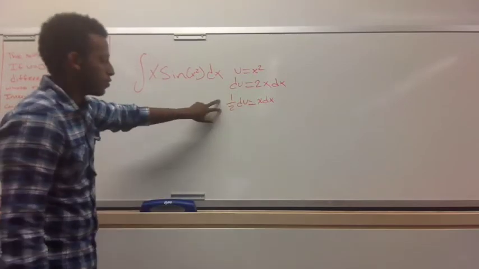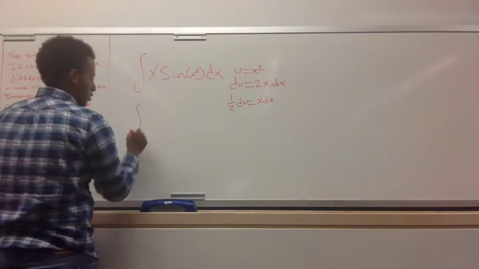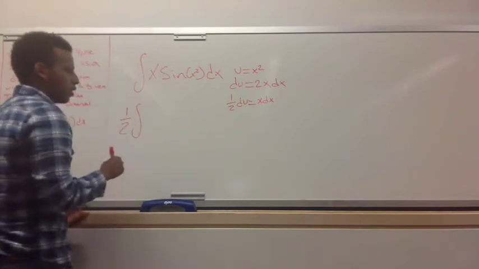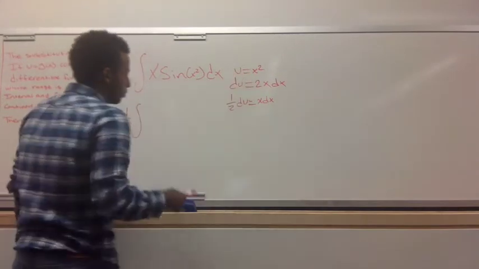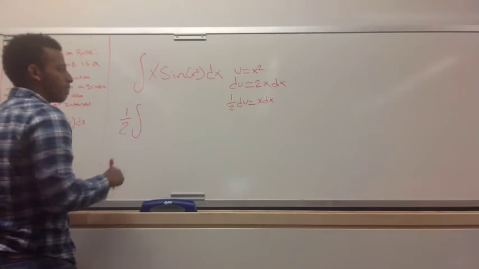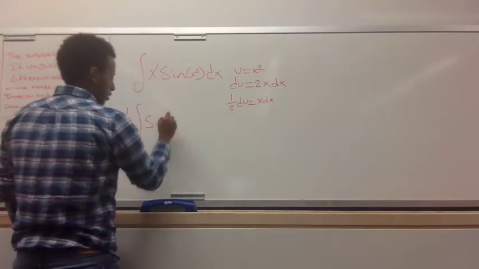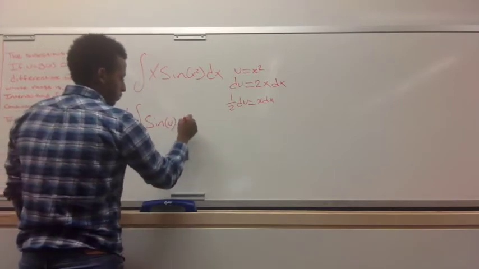But since 1/2 is just a constant, we can always move it outside the integral. So we write a new integral with the 1/2 outside, and instead of the x squared, we have a u that we replace x squared with. So we get sine of u du.